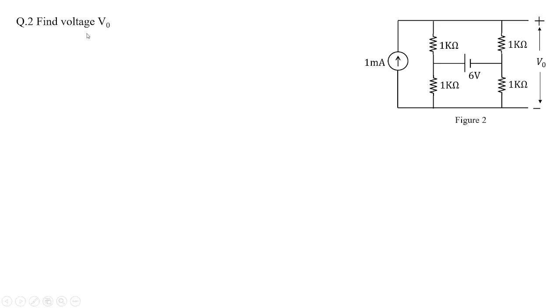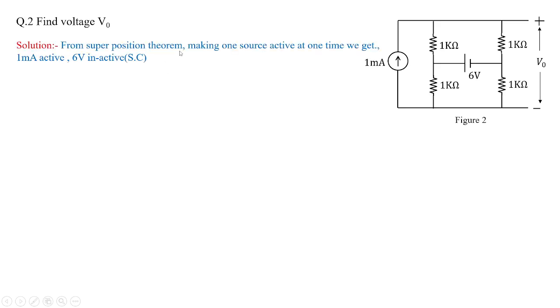Now in another problem, we need to find out the voltage V0. So V0 is obtained across 1 kilo ohm and 1 kilo ohm, and the plus and minus sign is assigned in this direction. Now what we have to observe is that we have 1 milliampere as one source, another as 6 volts. So we will take the help of the superposition theorem and make one source active at one time. In the first step, I'm making 1 milliampere active and 6 volts inactive.